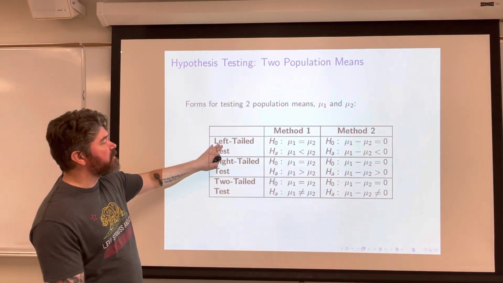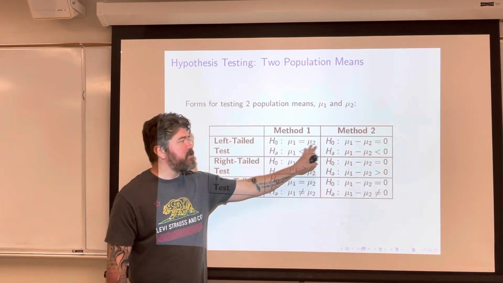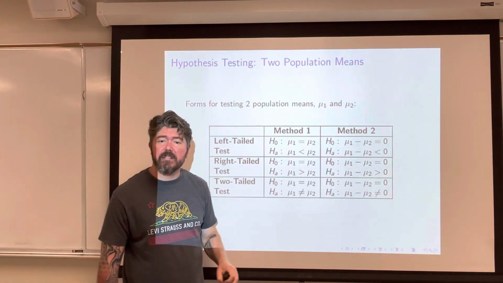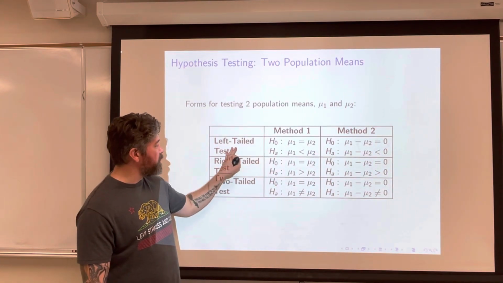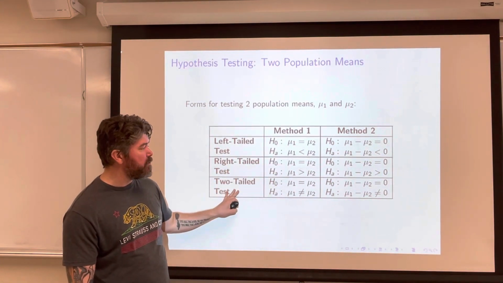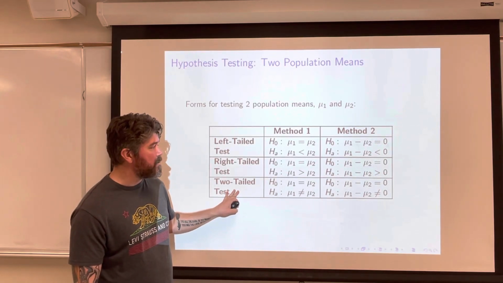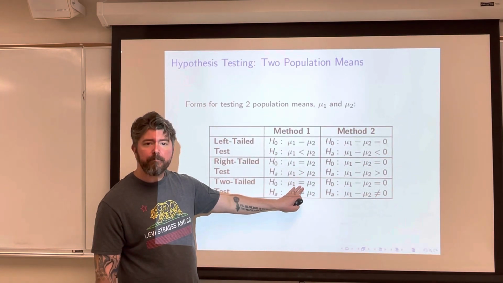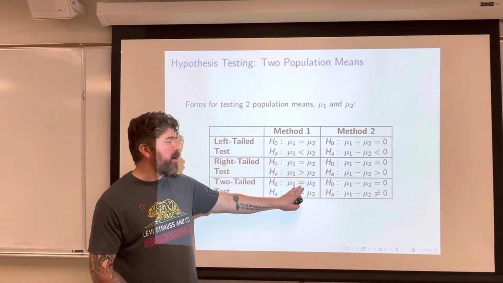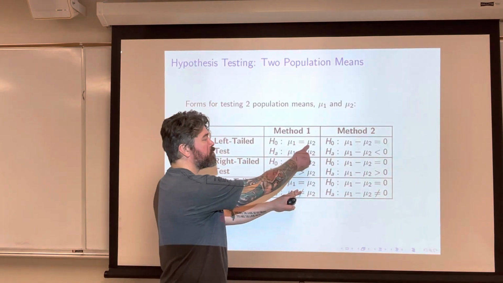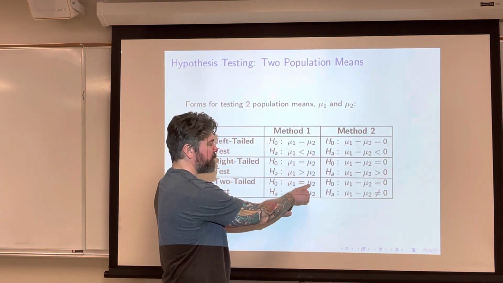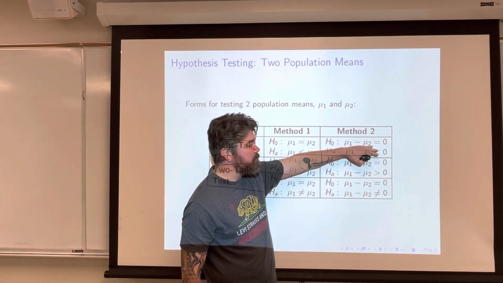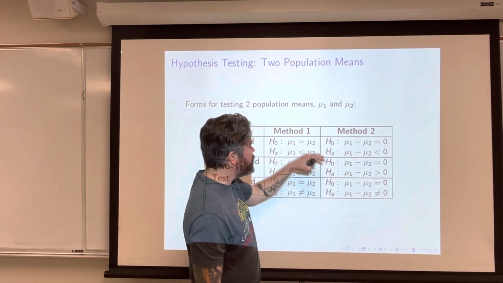Now, for a left-tailed test, we have two methods. Our null hypothesis is always going to consist of equality. Notice that for each test, left-tailed, right-tailed, and two-tailed, our null hypothesis is always that the two mu's are equal. Using algebraic properties of equality, if I subtract mu2 from each side of the equality, I get the statement mu1 minus mu2 equals 0. So these are equivalent.